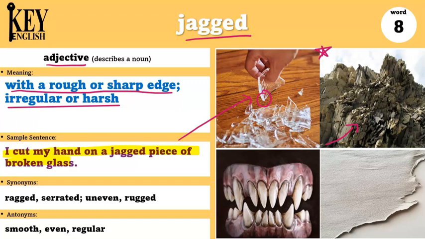We have to be careful around items that are jagged, that are rough or sharp because we might get hurt or cut. I could also say the monster had jagged teeth. You can see that they are very sharp looking. And we can also say the paper tore. So here I tore the paper, but it's not very straight. It's jagged. So the paper tore in a jagged line. It's a rough line. Some synonyms are ragged, serrated, uneven, and rugged. Antonyms are smooth, even, and regular.